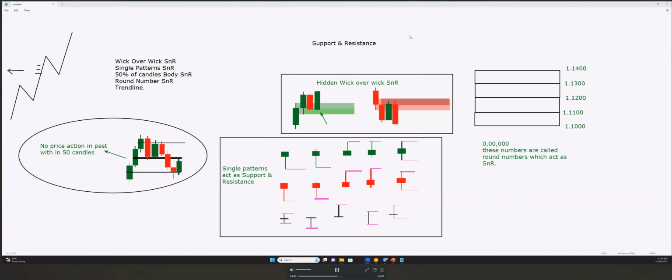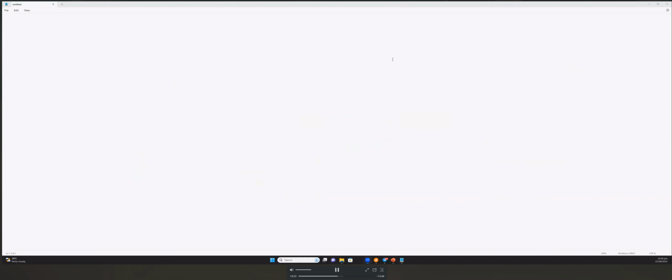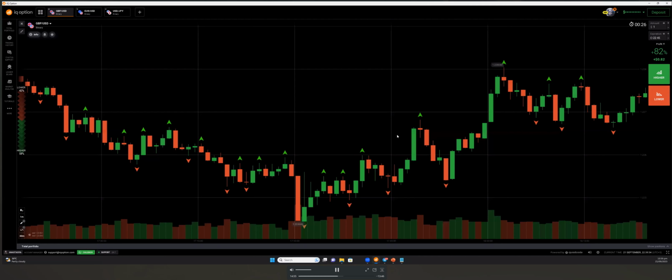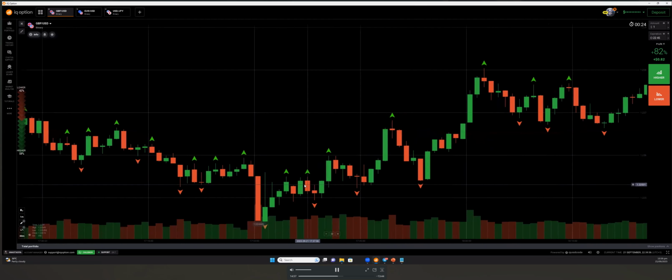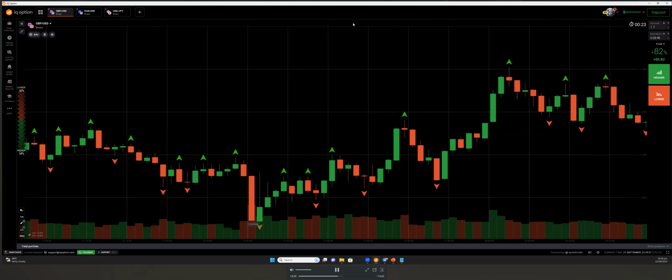We are going to understand this now with examples, one by one: a wick example, then a single candlestick pattern example, then the 50% candlestick example, and the round number. This is a chart. First of all, we identified the round numbers. Just focus: this is a round number, this is a round number, this is a round number, and this is a round number. This is called the round number.